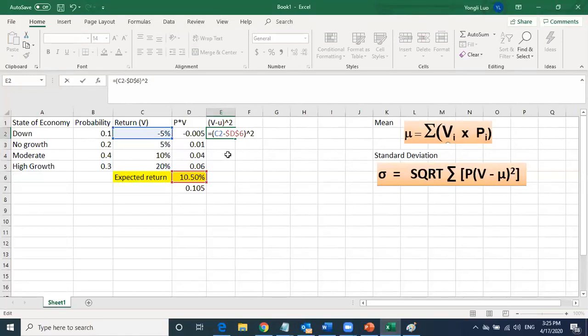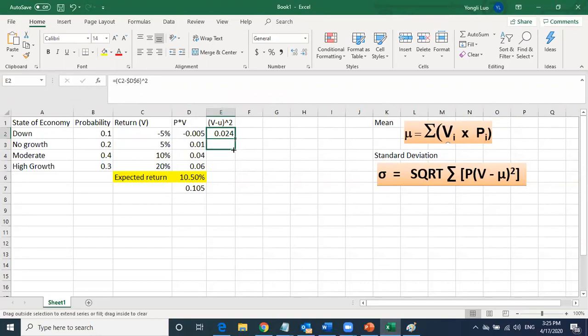The value minus the expected return is called the deviation, so this is the deviation squared. Then you move your cursor to the right-hand side corner and drag all the way down. This gives you the deviation squared for each row.